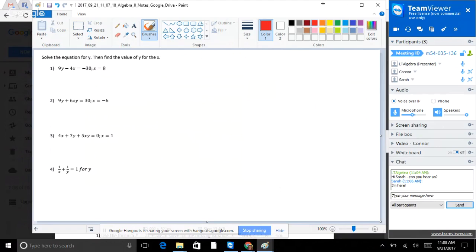So number 1, we have 9y minus 4x equals negative 30. I don't think we did this one. So that's an equation, right? We have an x and a y, but right now it's not written in a way where we're solved for y. When we say solve for y, that means we want to get y all by itself. We want y equals something.